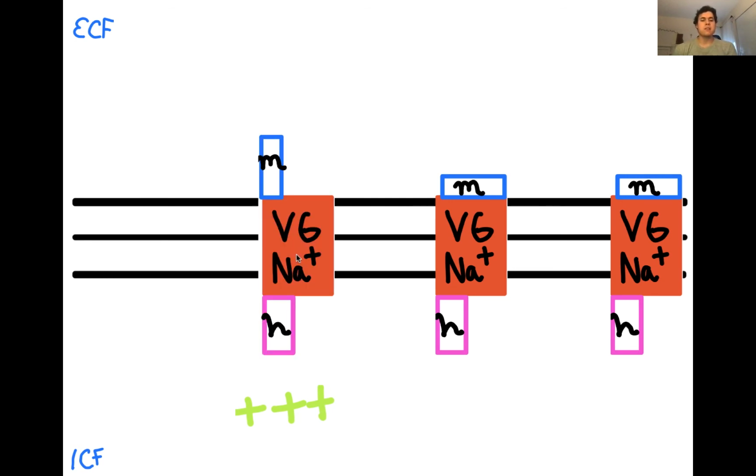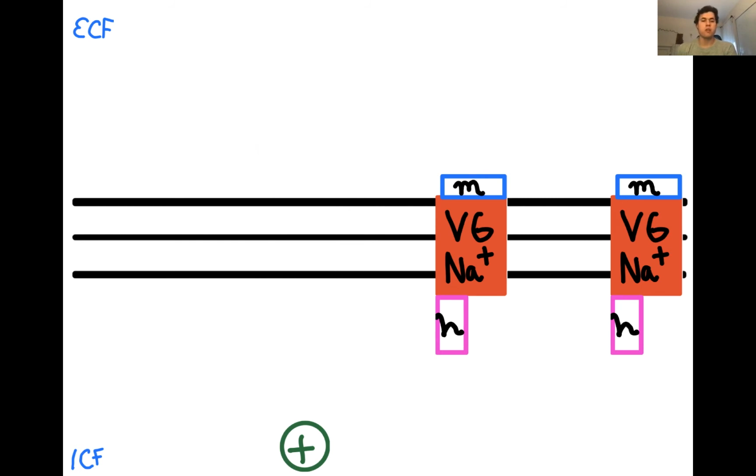The result is that this depolarization of this voltage-gated sodium channel will cause the M gates to open really quickly. Now, when the M gates open and the H gate is open, what's going to happen is that sodium will flow down its electrochemical gradient from the extracellular fluid to the intracellular fluid. And as a result, the cell will further depolarize. Now, when the cell depolarizes, what happens is that the H gates will eventually close. And this is because the H gates close in response to depolarization, but they do so slowly.